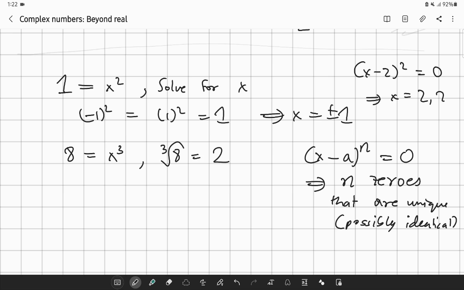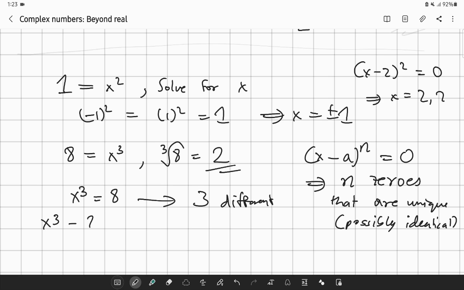So if I ask you to solve for x cubed equals 8, you'd expect to have 3 different solutions. But we just have one solution here. Where are the other 2? A cubic is supposed to have 3 solutions.